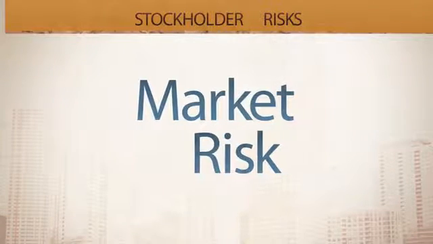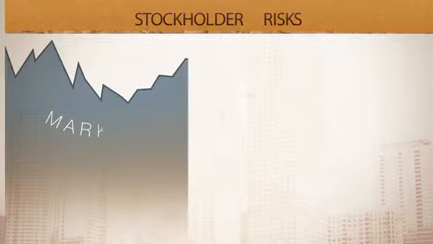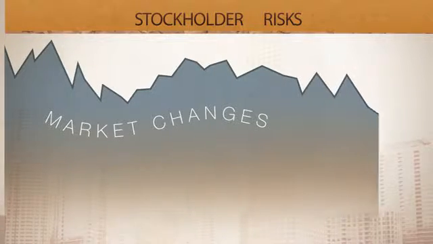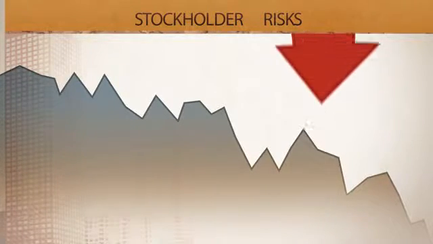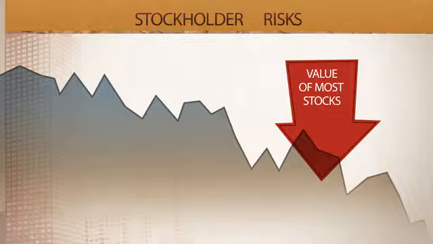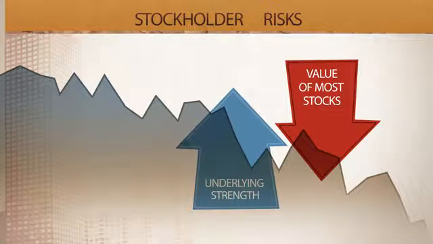The first stockholder risk is market risk. As you know, stocks are volatile and may fluctuate with market changes. For example, when the stock market declines, it tends to pull down the value of most stocks, regardless of the strength of the underlying companies.